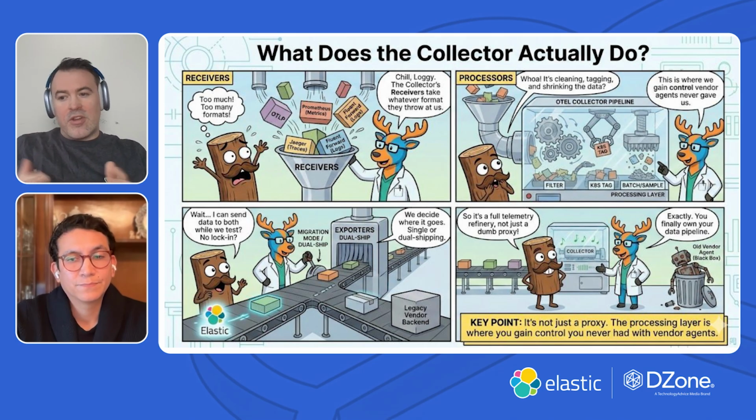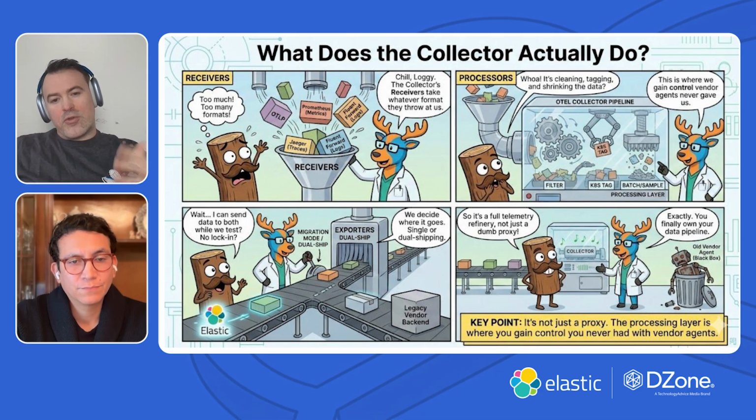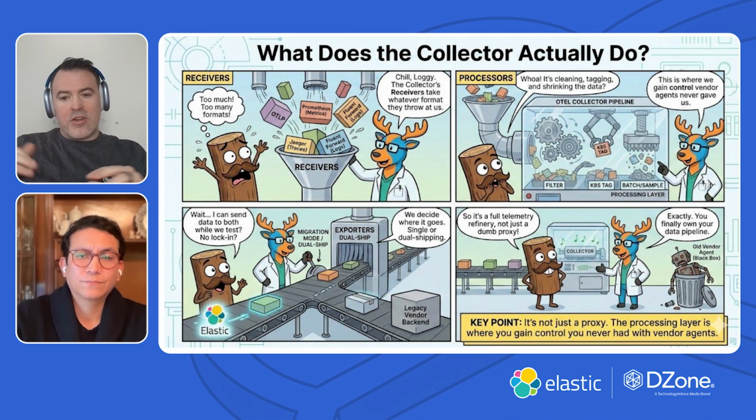Processors help us do things like tag our telemetry with additional Kubernetes tags or filtering. If we want to reduce the amount of data that's coming in, we can do that. And also applying structure to our data. If we have logs and we want to enrich them with geo-IP information, we can do that sort of thing in the processor technology.